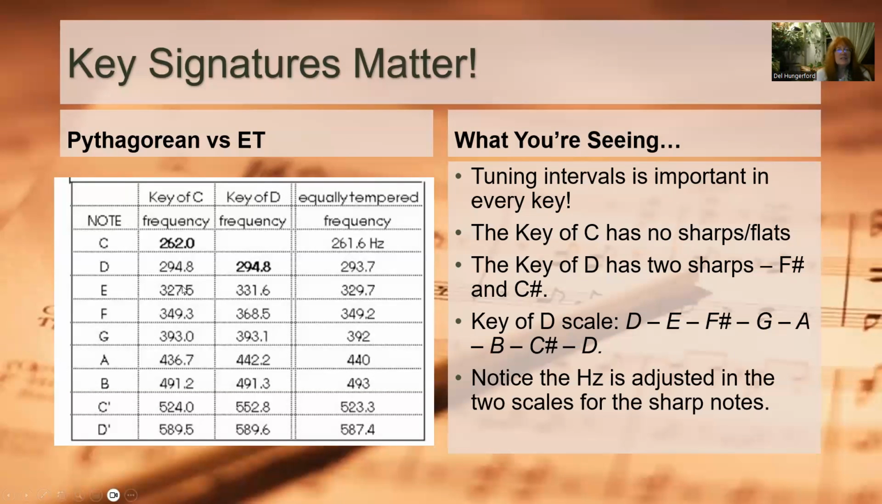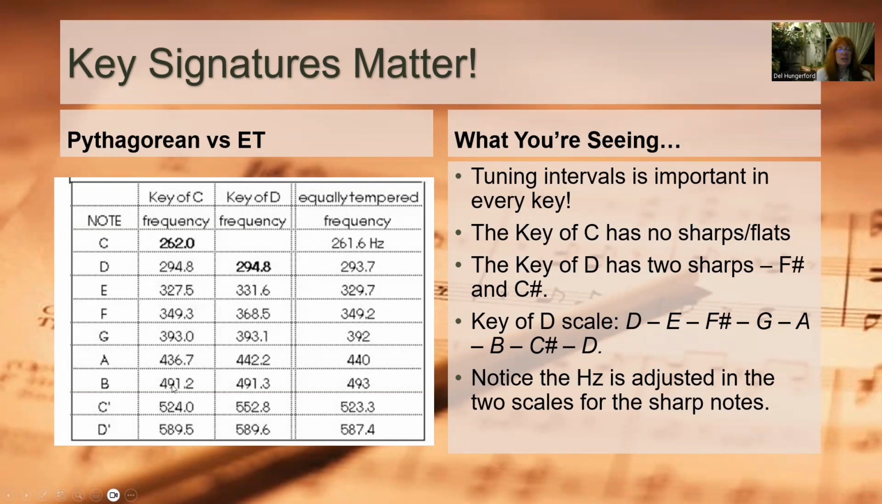Now, as you look at these different ones, if you're starting on C, the E is going to be 327.5. This is Pythagorean tuning, by the way. If you're starting on the D, then this F is going to be 368.5. Wait, sorry, the E is 331.6. All right, let me go back. So E is 327.5 when you're starting on the note C in Pythagorean. If you're starting on the note D, that E becomes 331 hertz.